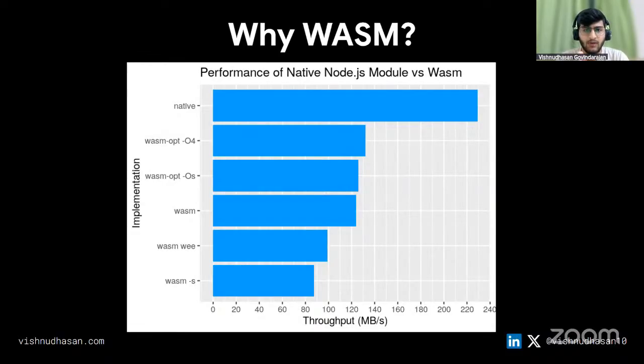Why WASM? WASM is nothing but WebAssembly. So WASM provides native Node.js speed, like it performs on par with how Node.js performs. It is giving a throughput of more than 240 MB per second, which is great. And it is going to make our feature work much more reliably and much faster.